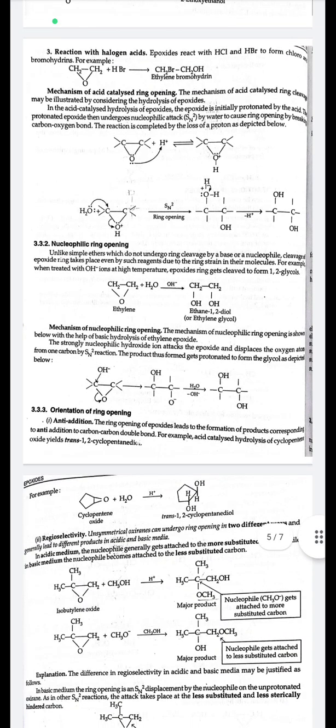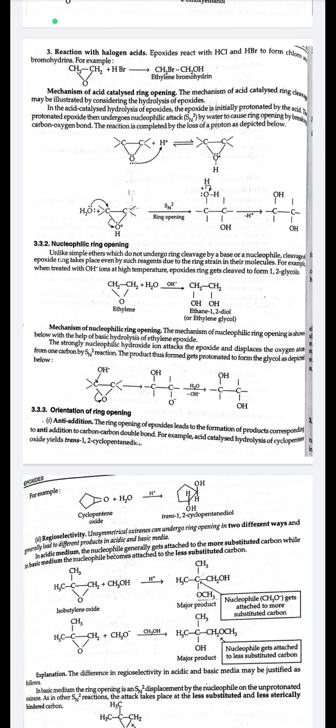Third, reaction with halogen acids. Epoxide reacts with HCl and HBr to form chlorohydrins and bromohydrins. For example, CH2OCH2 plus HBr gives CH2Br-CH2OH, that means ethylene bromohydrin.